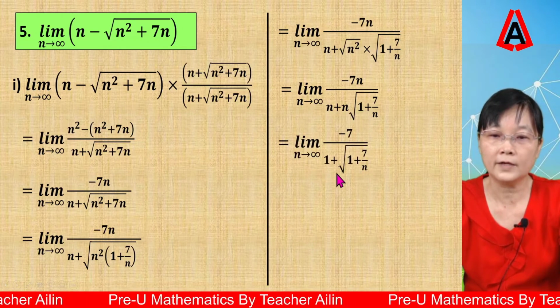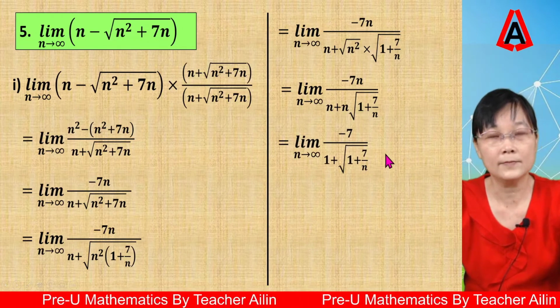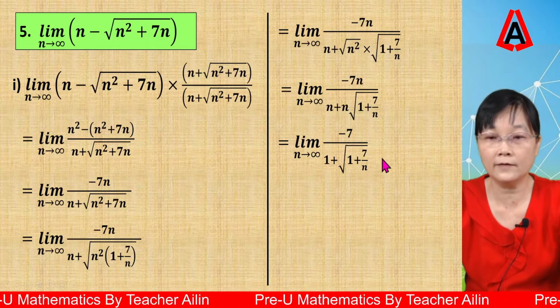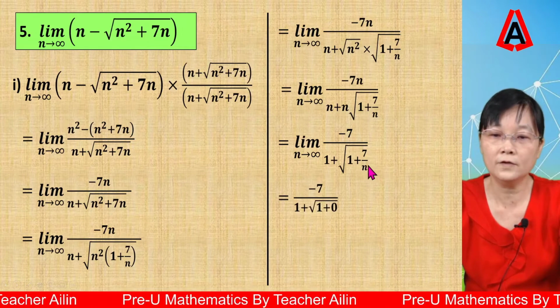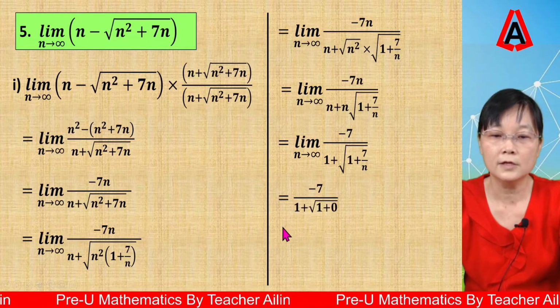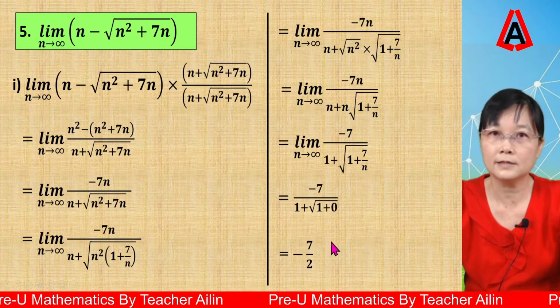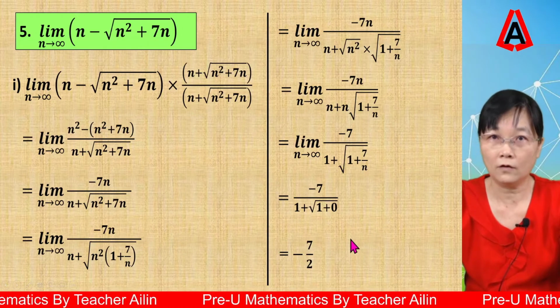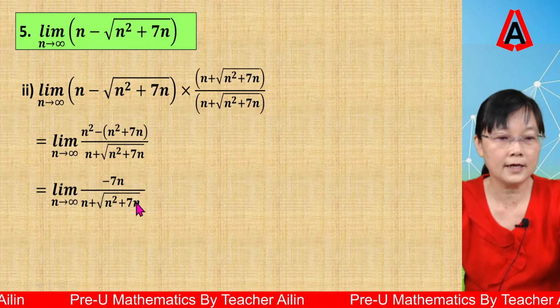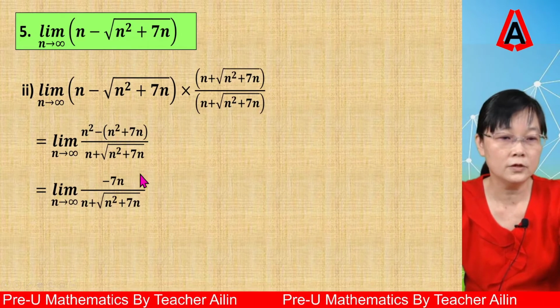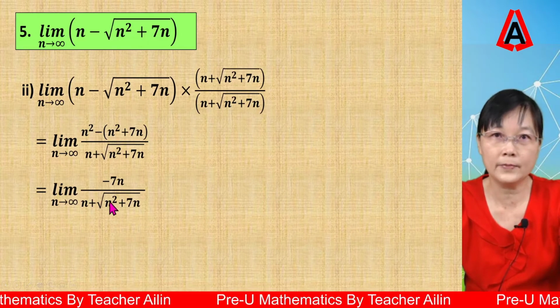Then we'll notice that n can be cancelled off. When we cancel off the n, now we substitute n with infinity for the third time. So 7 over infinity is 0. So finally, the answer is negative 7 over 2. And for this question, I have option 2 to find the limit.